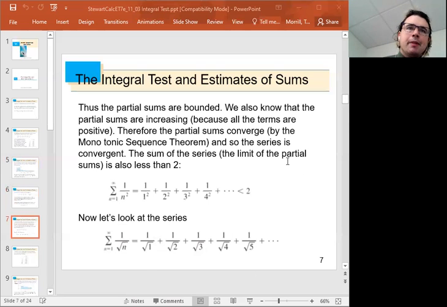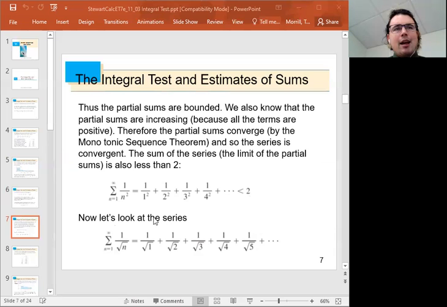Now, this series here is bounded, and since each of the summands is positive, the partial sums are all getting bigger. So the partial sums are an increasing sequence. They are a bounded sequence. So bounded and increasing means that that sequence of partial sums has to converge.